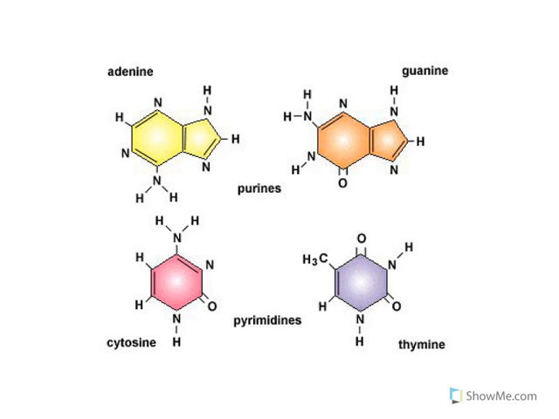Now, the nitrogen bases can be classified into 2 groups: pyrimidines and purines. Pyrimidines, as you can see here, have just 1 carbon ring. And the 2 pyrimidines are going to be thymine and cytosine. A purine will have 2 carbon rings. And the two purines are going to be guanine and adenine.